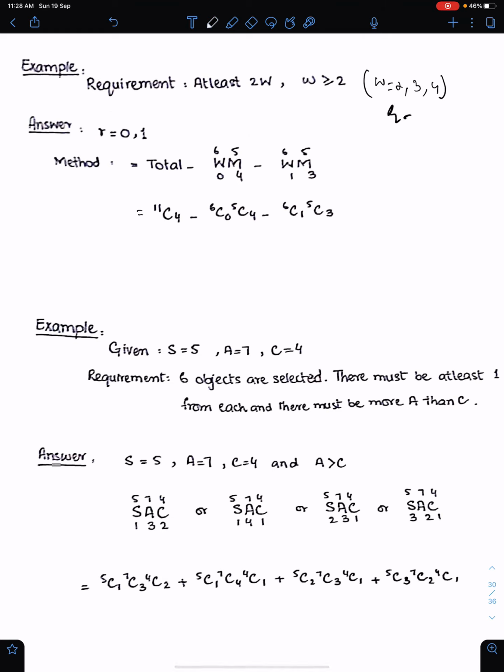See, the values of R here are 2, 3, or 4, and R always starts from 0. So 0, 1, 2, 3, 4. So these two numbers are not in this list or in this list. So we have to subtract these two numbers from total according to method 2. So total minus no woman, 1 woman. So 6C0 for no women and 5C4 for all men, because altogether we need 4 people. So 6C1, 1 woman, and 5C3 means 3 men from 5.